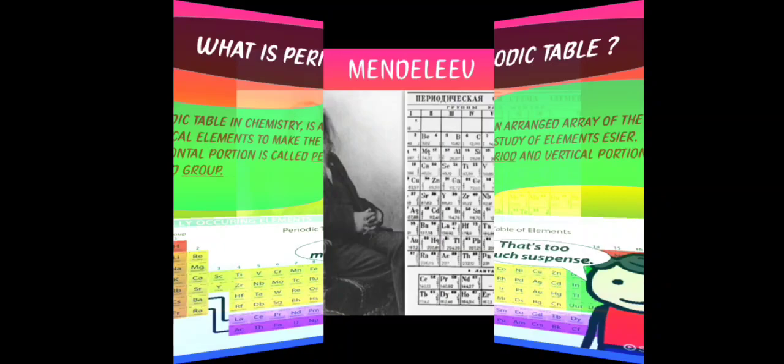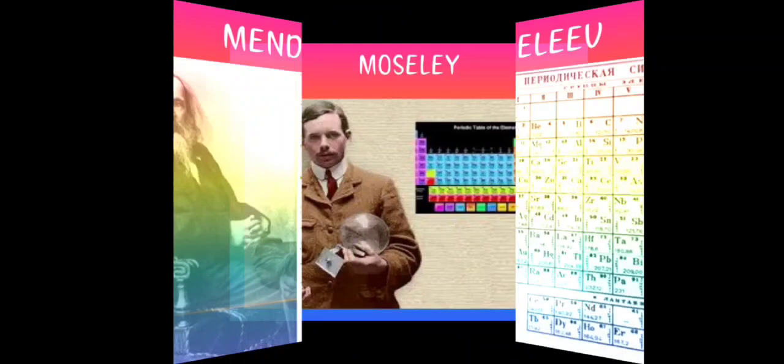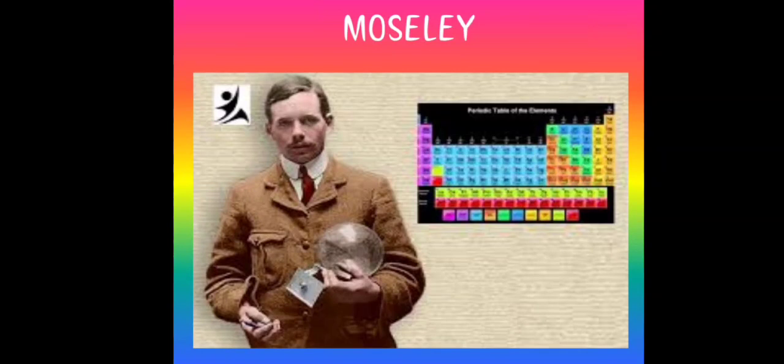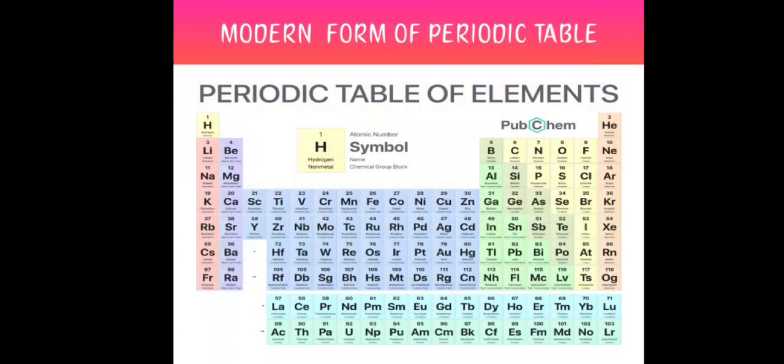The idea of the periodic table was first conceived by Mendeleev, but this periodic table had a few limitations. Later on, Moseley introduced a new form of the periodic table, which is also called the modern form of the periodic table. In this periodic table, the physical and chemical properties of elements are a function of their atomic number.